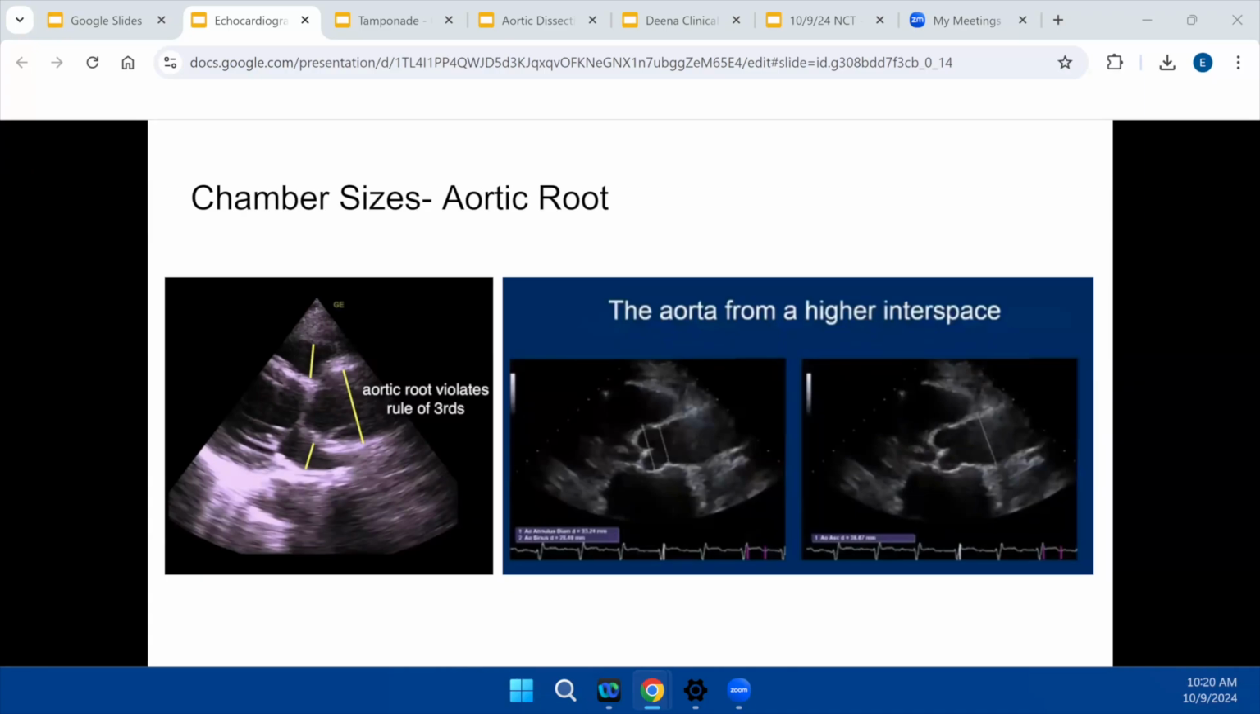But again, clearly you can see that the aortic root is really, really big here. If you want, you can try to go up an interspace on the lungs, and you can catch a little bit more of the ascending aorta.